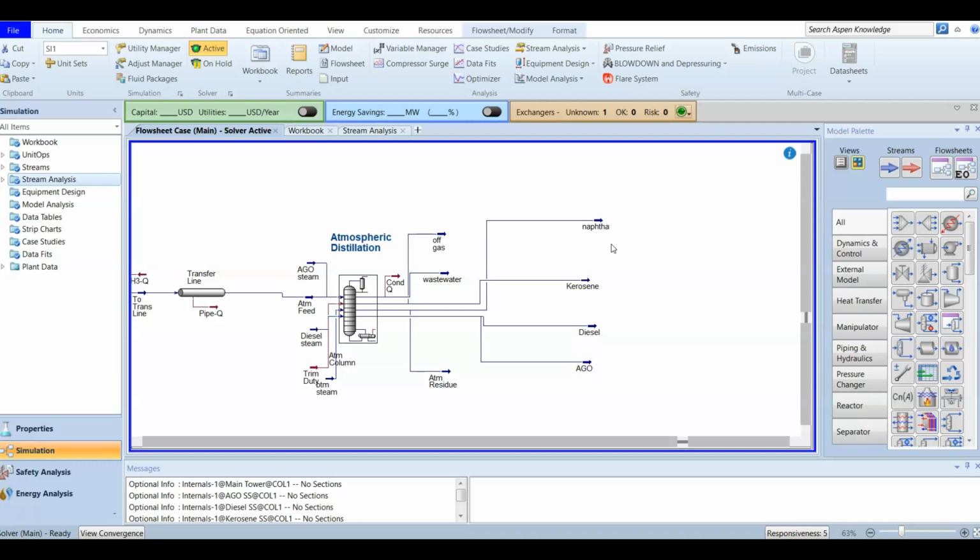So at the same time, the kerosene 5 volume percent cut point will also increase, because the lighter component in kerosene will be transferred to naphtha. Okay, this is actually an important point.